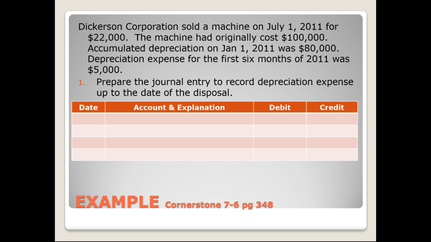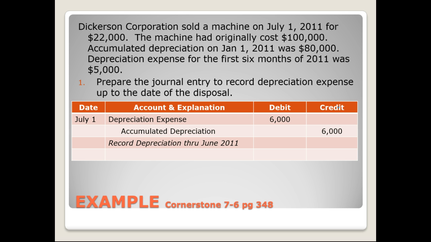Well, the information in the problem tells us that depreciation expense for the first 6 months of 2011, which would be right up to the day before July 1st, was $5,000. So we need to record that. At July 1st, we would have made an entry of a debit to depreciation expense of $5,000 and a credit to accumulated depreciation, because that's always how we do a depreciation entry, of the exact same amount. This records depreciation through the end of June 2011.